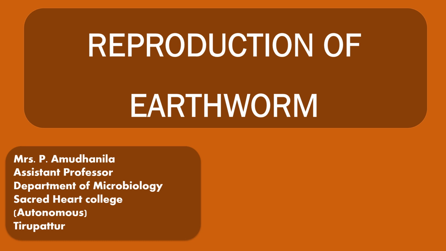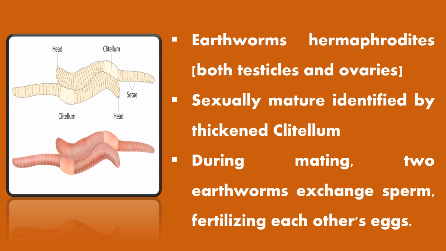Dear learners, in this video, we are going to discuss reproduction of earthworm. As we previously discussed, earthworms are hermaphrodite, which contain both testes and ovaries in the same species.